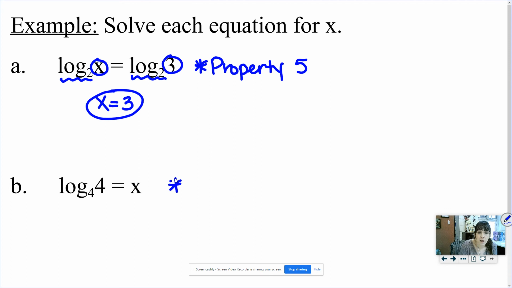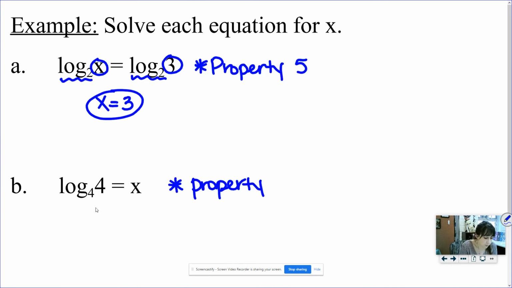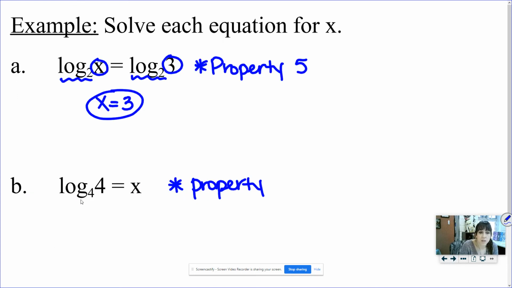What property are we thinking for B? Which property does this match or appear to look like? This one looks to me, let me go back, looks to me like number 3, the way that number 3 is set up. So let's see if we can make it look like number 3. So log base 4 of 4, oh, maybe not number 3, hold on. It's number 2. Log base b of b is log base 4 of 4. So this is property number 2.